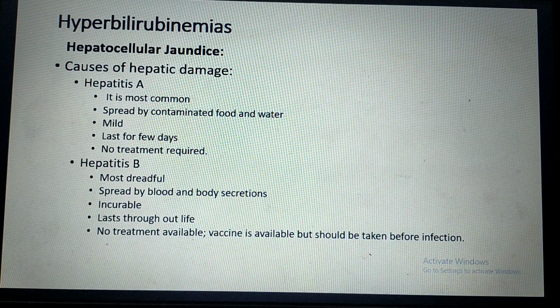Now about hepatitis A and hepatitis B. Hepatitis A is most common. It is spread by contaminated water and food. It is a mild disease, lasts for a few days and requires no treatment. Whereas hepatitis B is the most dreadful disease, spread by blood and body secretions. It is incurable, lasts throughout life, and no treatment is available. Vaccine is available, but it should be taken before infection.